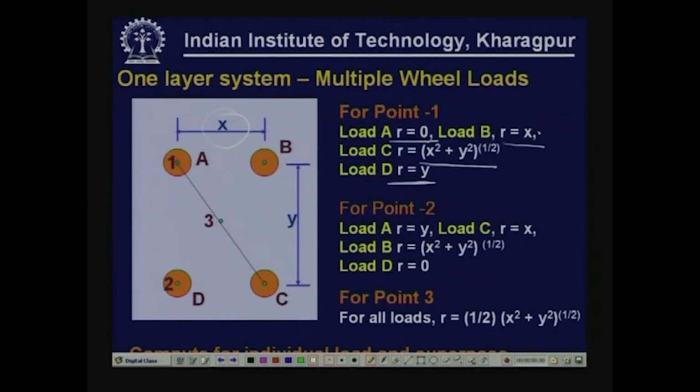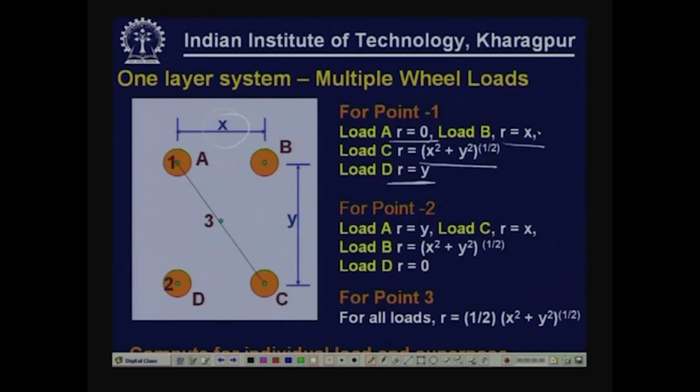So, depth is constant, same for all the 4 wheel loads. So, we know the depth, we know the radial distances for all the 4 wheel loads. We simply find out the coefficients for all of them, calculate, possibly we are trying to calculate vertical stress. So, calculate vertical stress for all the 4 wheel loads A, B, C, D, add them algebraically.